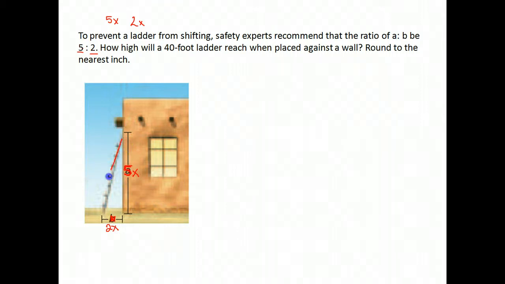Now the ladder is right here. The ladder, it said, was a length of 40. So now I have myself a right triangle. We can redraw it out here with a hypotenuse of 40 and legs of length 5x and 2x. Let's use the Pythagorean theorem to solve this.